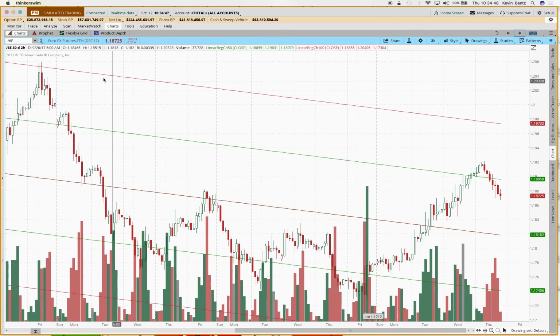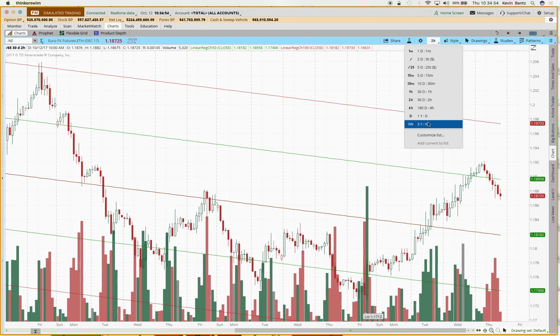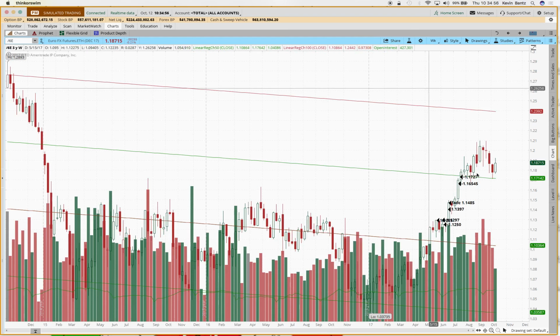Euro. Alright, so big picture. 120. Sunday. Oh, 2 hour. Okay. Let's try the weekly button. Alright, it's a possibility of a bear flag here. Look at you fading all this on the way up, you bonehead. Trust your gut. I think it's going to get to 118 and 20. Moron.